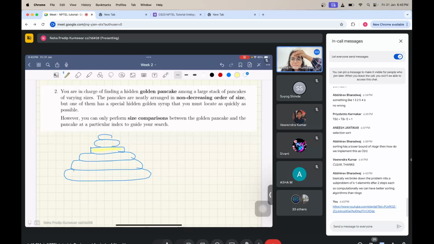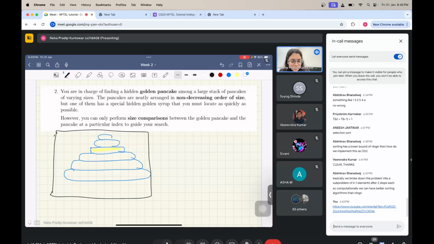Okay, maybe let me put it better. I'll explain this again. In this case, the setup that you have is slightly different. You have this set of pancakes that are sorted in ascending order. One of them is special, you want to find it, but the difference here from the previous cases is that in the previous case you could see them, you could explicitly see the pancake and find out.